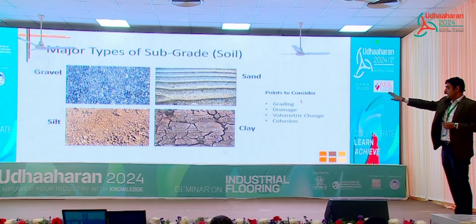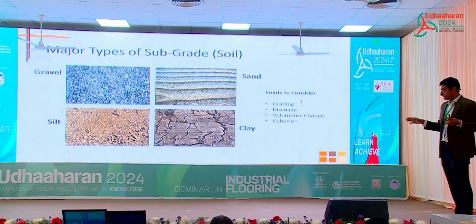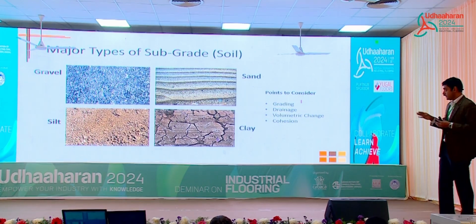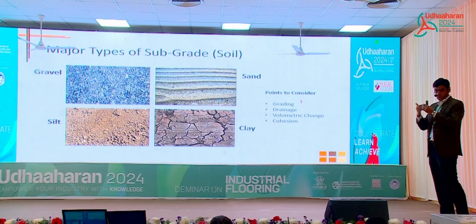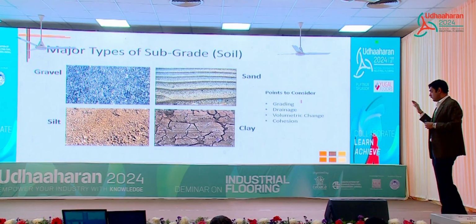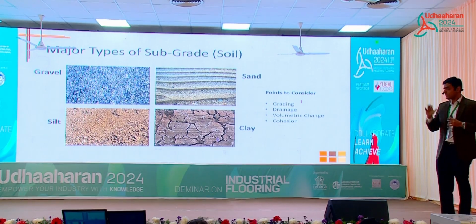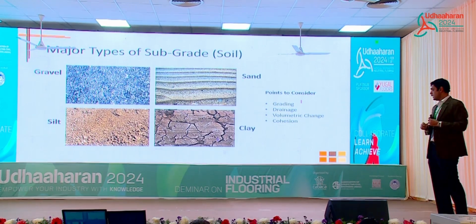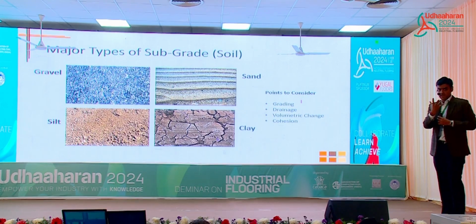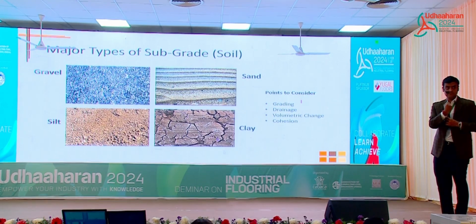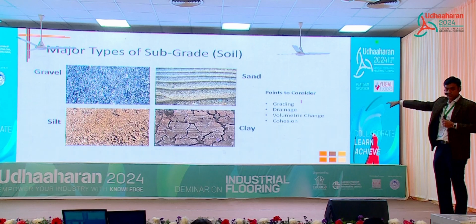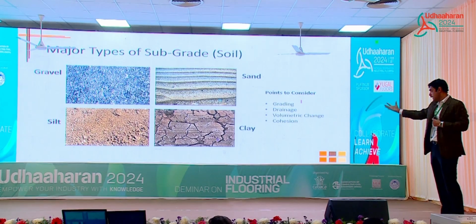Drainage: gravel and sand are very good in drainage. Silt not so much. Clay obviously we know is very poor in drainage. So that is an advantage of gravel and sand, because you need good drainage. Volumetric change: silt and clay is very poor, because silt not so much, clay definitely, because with water they expand, and as it dries, it shrinks. That is what you see in the picture. The clay is kind of cracked because it is dry.